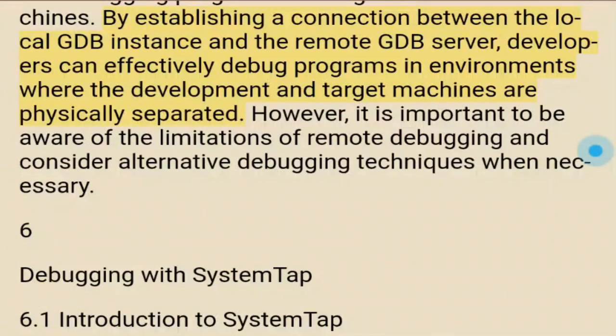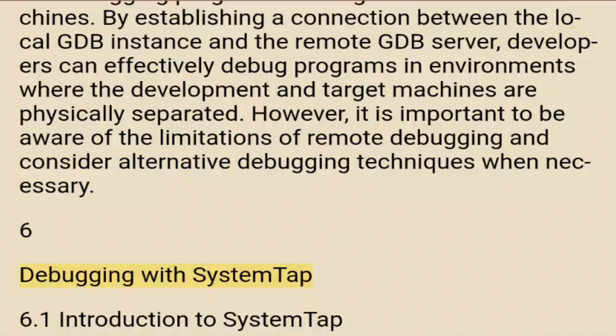By establishing a connection between the local GDB instance and the remote GDB server, developers can effectively debug programs in environments where the development and target machines are physically separated. However, it is important to be aware of the limitations of remote debugging and consider alternative debugging techniques when necessary.